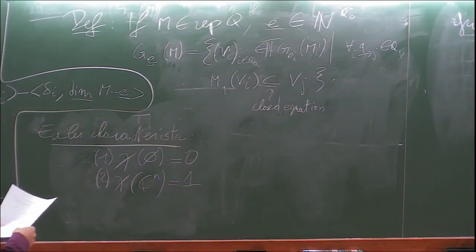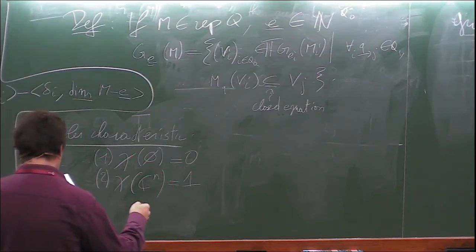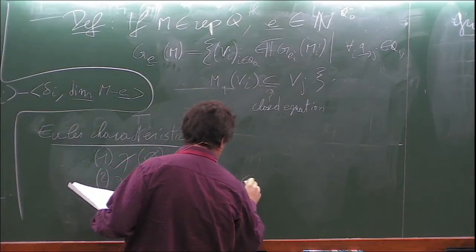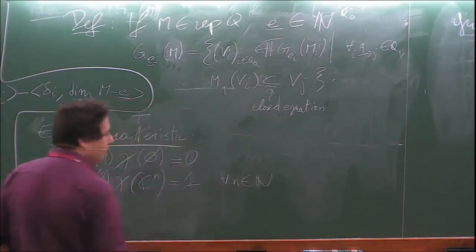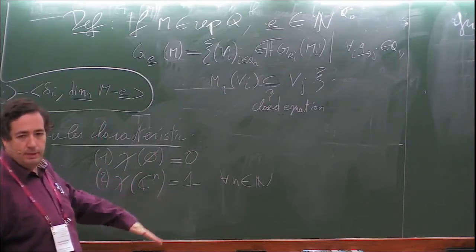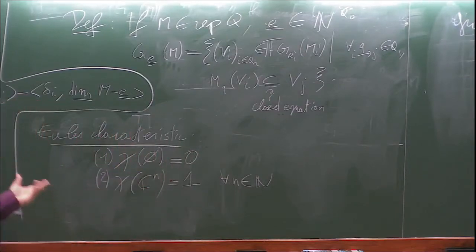What else do I need? I need the following thing. So this is true for any n. Maybe I should write it. Including 0, so it's true also for a point. Pay attention, this is not a vector space. It can be shifted. It's really a variety. But I write it like that for convenience.